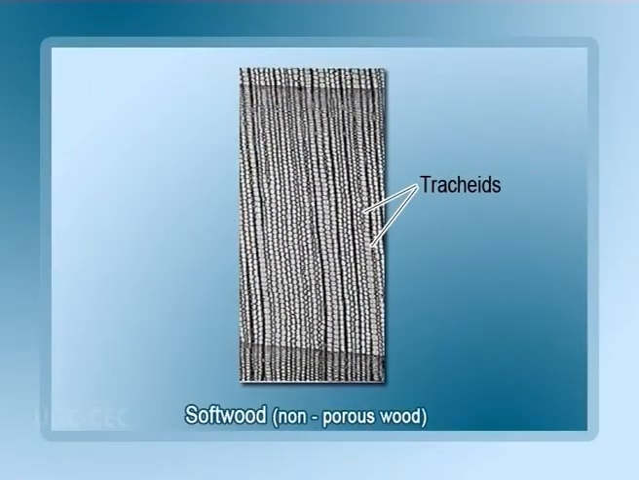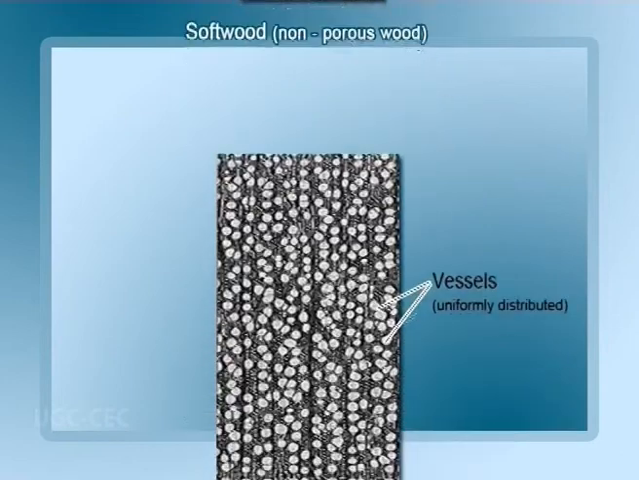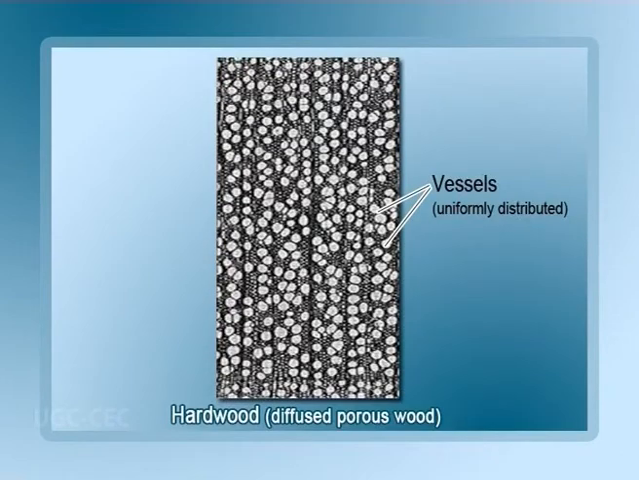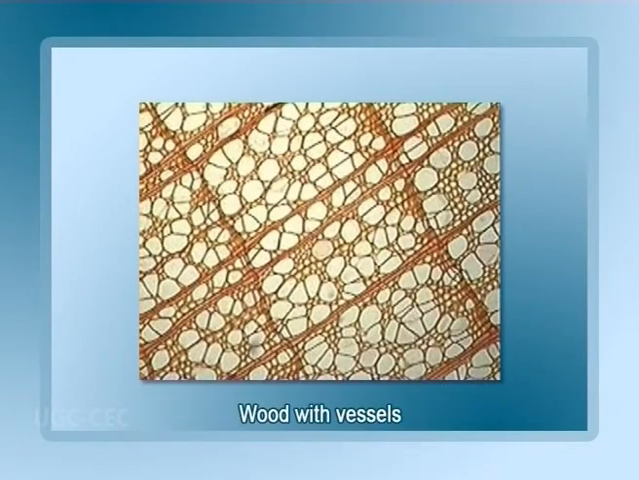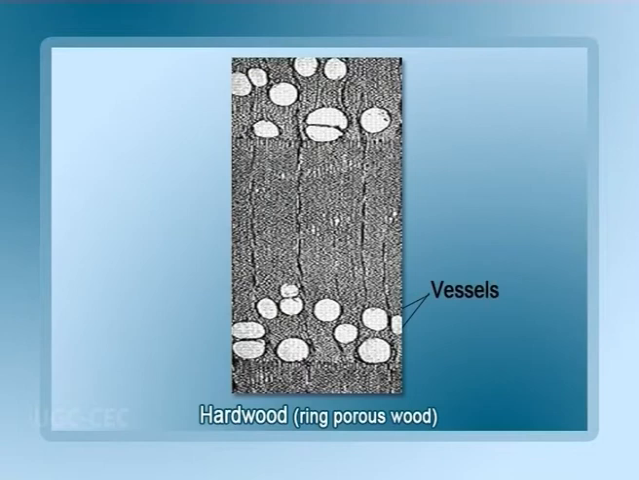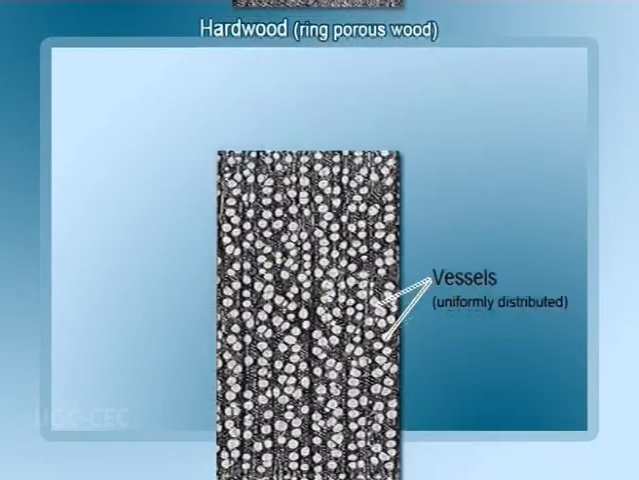Now we will discuss porous wood and non-porous wood. The terms non-porous wood and porous wood are also used for softwood and hardwood respectively. Porous wood is further classified in two groups. We have ring porous wood and diffuse porous wood.